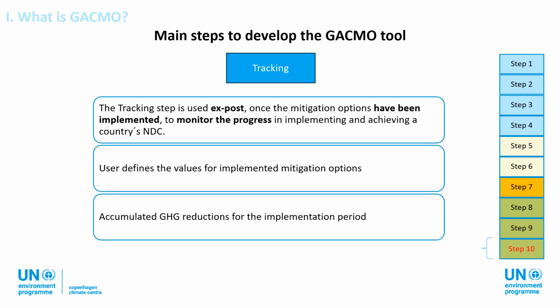The final spreadsheet in the GACMO tool is named Tracking. The Tracking step is used ex post, once the mitigation option has been implemented, to monitor the progress in implementing and achieving a country's NDC. The user has to provide the values of implemented mitigation options by years, and the GACMO tool is able to estimate accumulated GHG reduction for the implementation period.